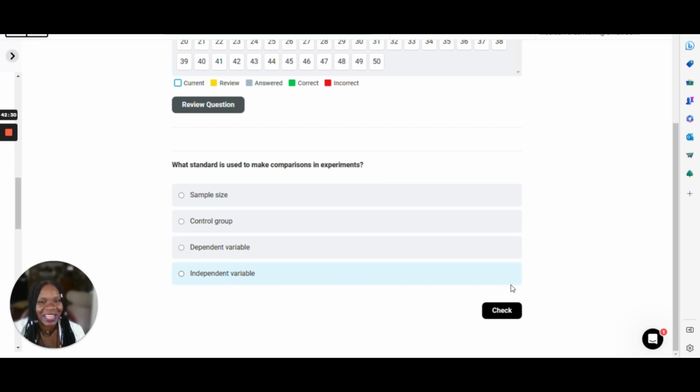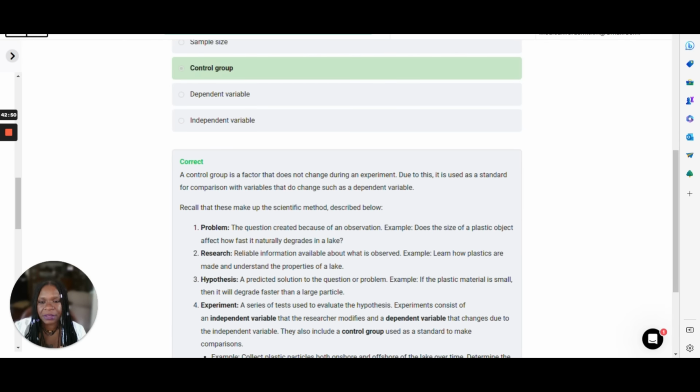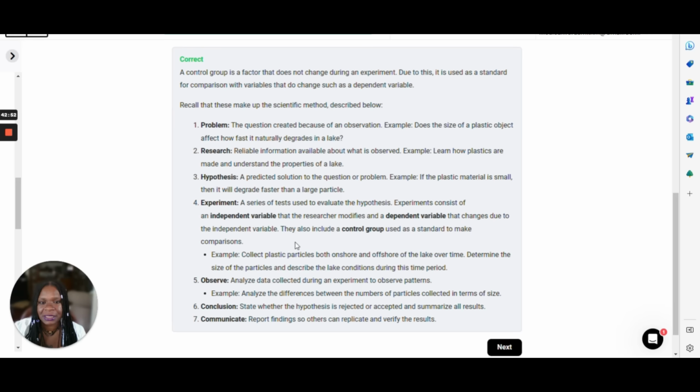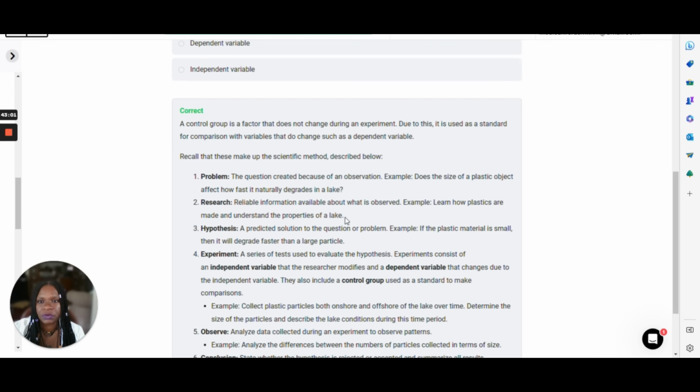What standard is used to make comparisons and experiments? We just talked about this one. Is it the sample size? Is it the control group? Is it the dependent variable? Or is it the independent variable? I think we can say that this one's going to be the control group. And the control group is going to be the standard in your study that is going to be used to make comparisons. So, yep, we got that one right. And we're going to move on to the next one.